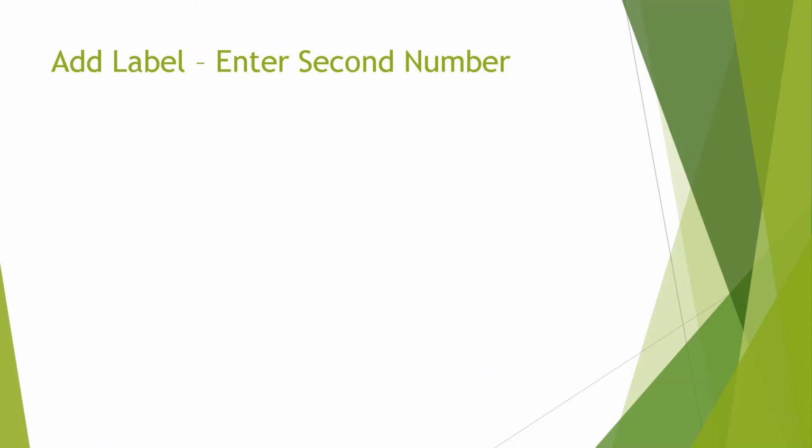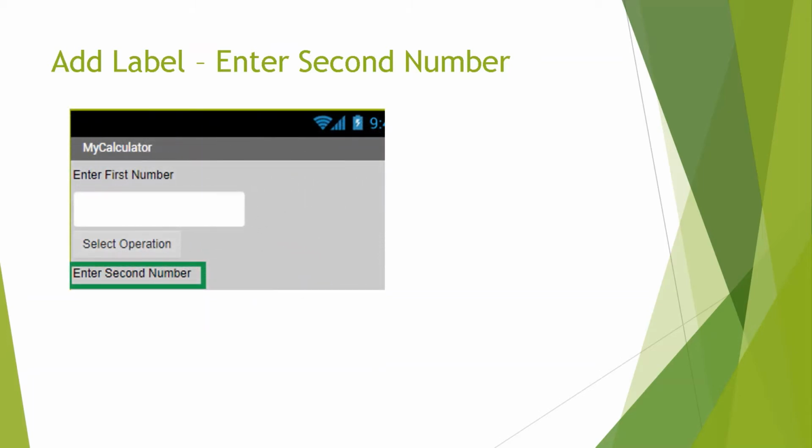Now we will add a label to our screen, for second number. From left side palette, select Label. Drag it into your screen. Go to Properties, and select Text property. Change its value to enter second number.